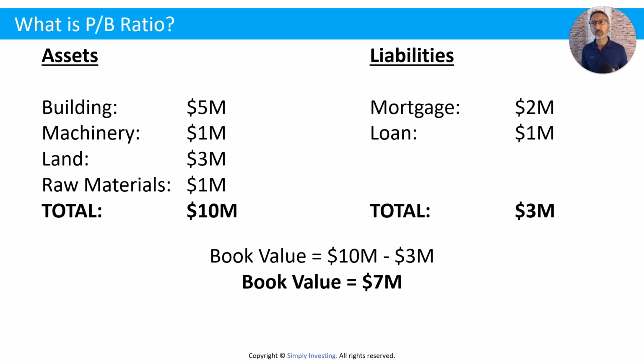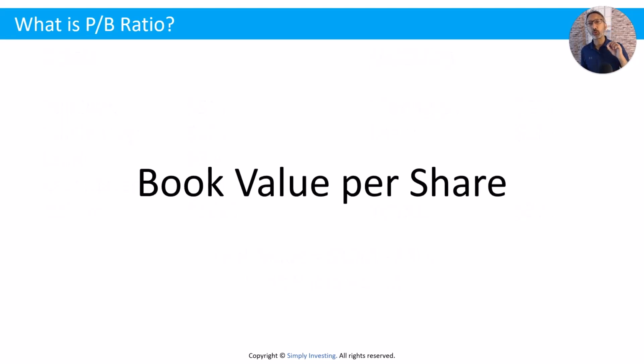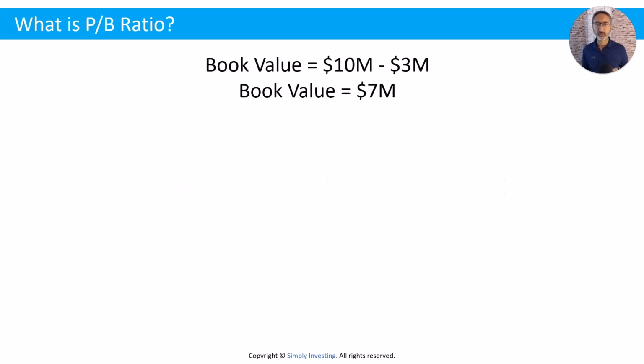Now remember, in the formula, we are looking for book value per share. So how do we figure that out? So let's go back to what we've already calculated. Book value, assets minus liabilities, is $7 million. Now what we need to figure out is how many shares does this company have out there, right? Again, we're assuming it's a public company. We're assuming it trades on the stock exchange. So how many shares do they have out there?